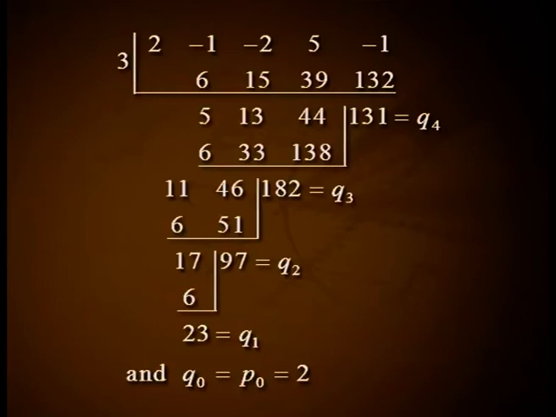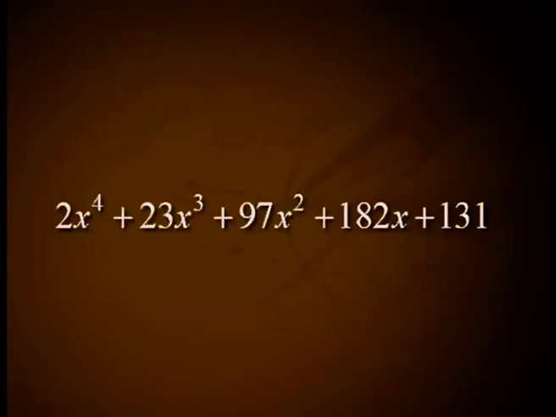The second step gives the value 6, 33, 138. Adding, 11, 46, 182 equal to q 3. The third step gives the value 6, 51. Adding, we obtain 17, 97 equal to q 2. The fourth step gives 6, adding we obtain q 1 equal to 23 and q naught equal to p naught equal to 2. Hence, the required expression is 2 x raised to 4 plus 23 x cube plus 97 x square plus 182 x plus 131.